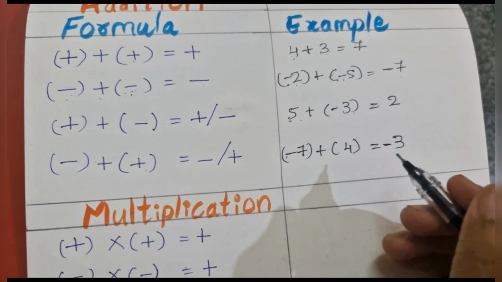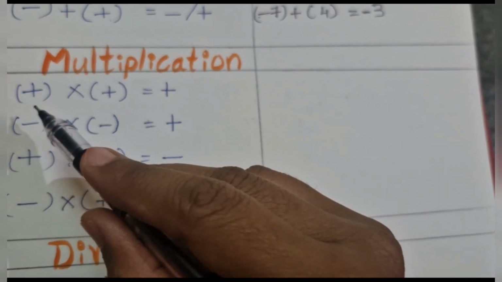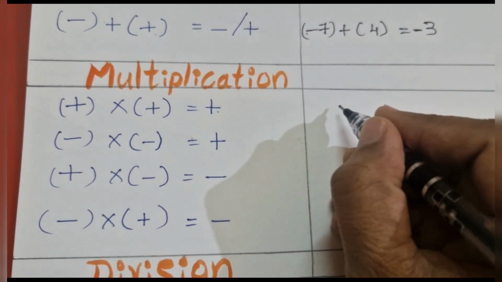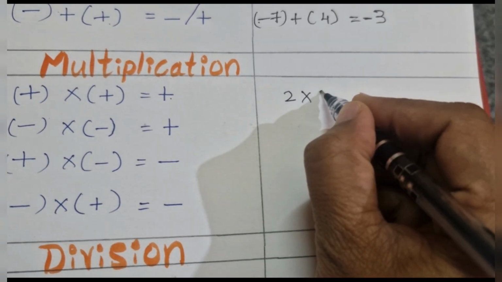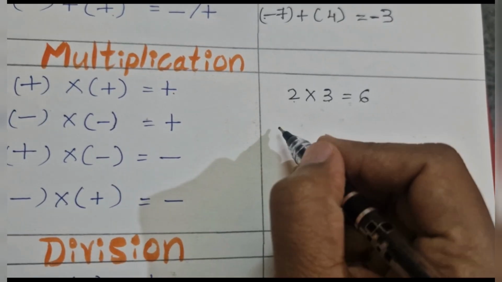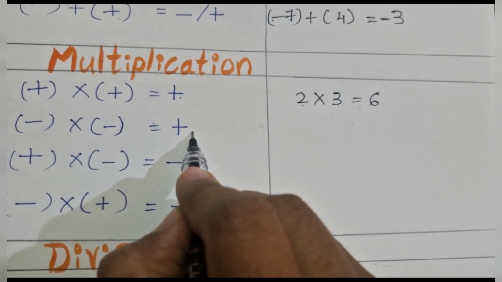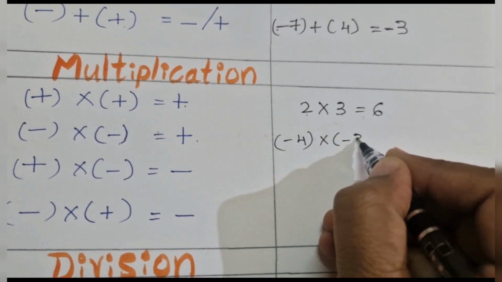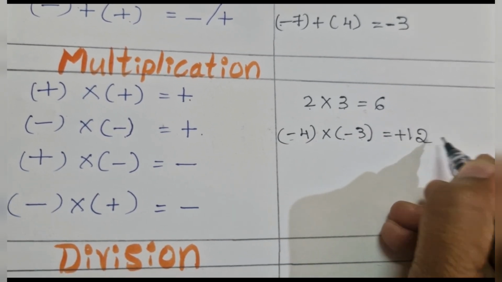Right? Next, we move to multiplication. In multiplication, first the signs are same. Plus into plus equals plus. One integer is positive and another integer is also positive. 2 3s are 6. Next. Now both the integers are negative. Minus into minus equals plus. Minus 4 into minus 3. Minus into minus plus, 4 3s are 12.